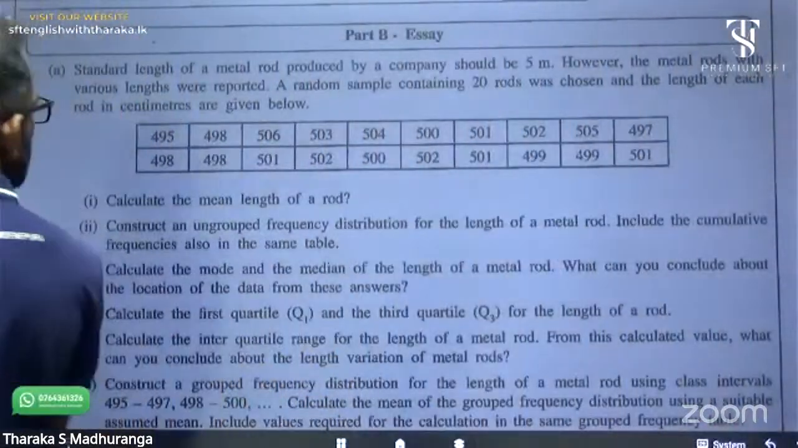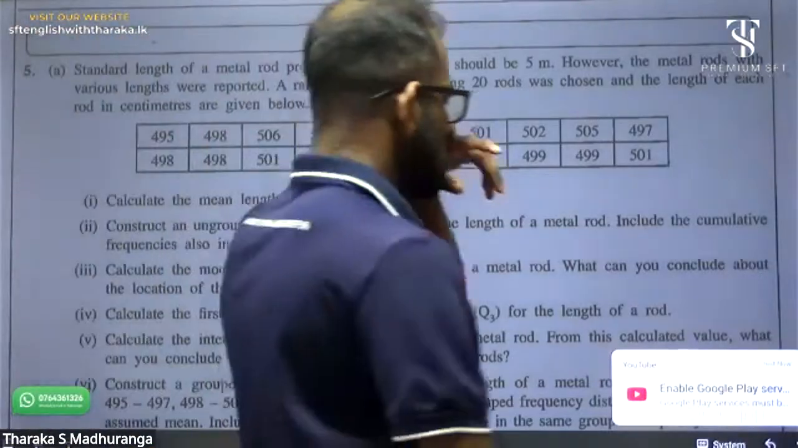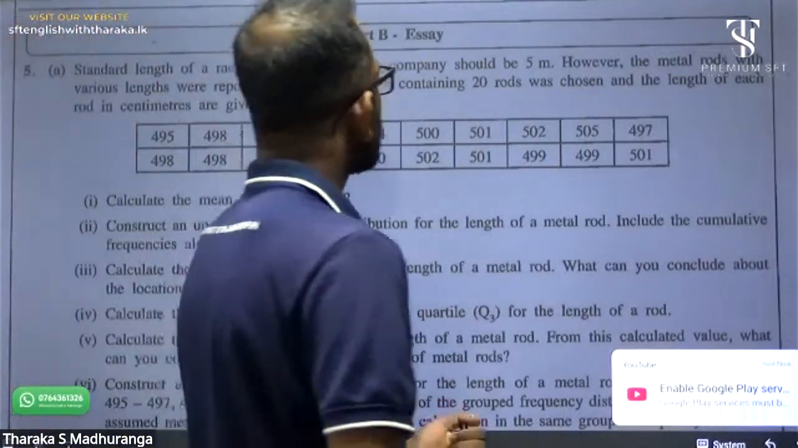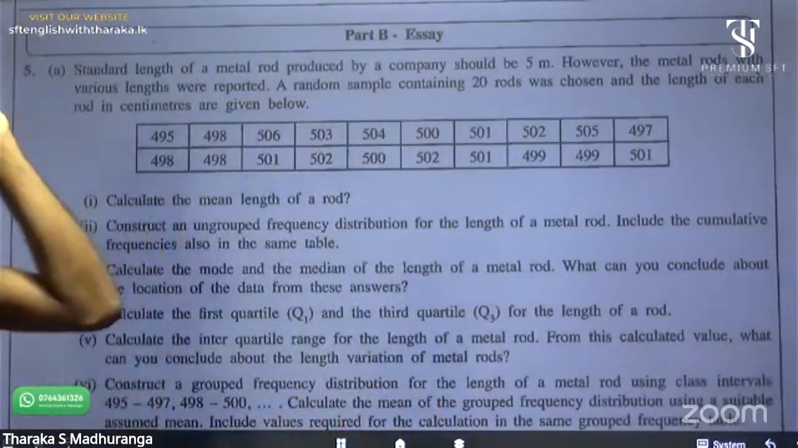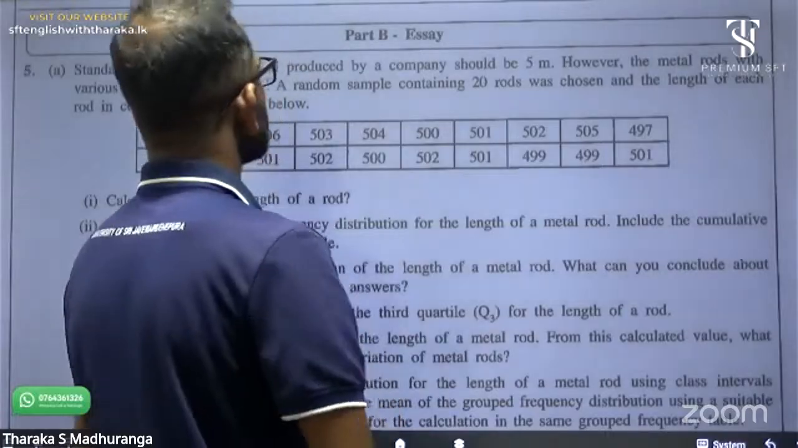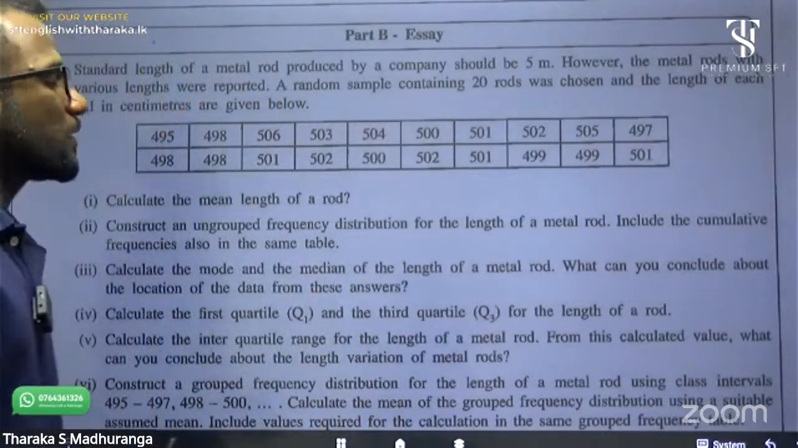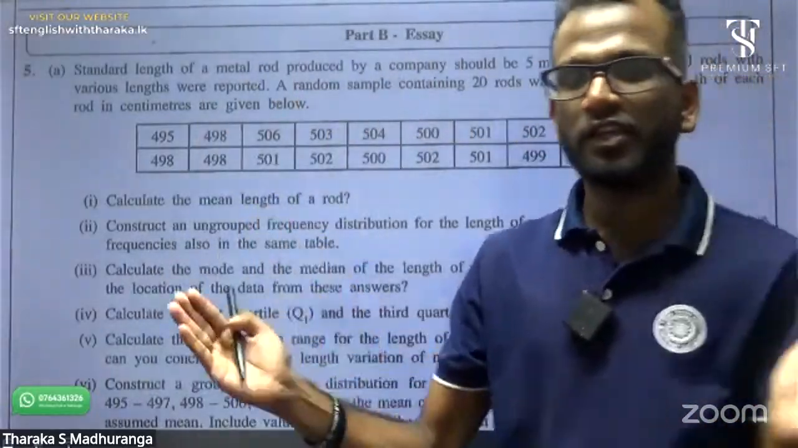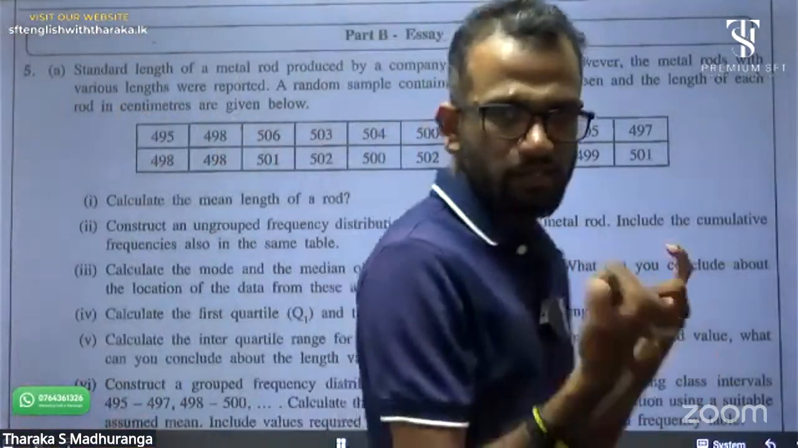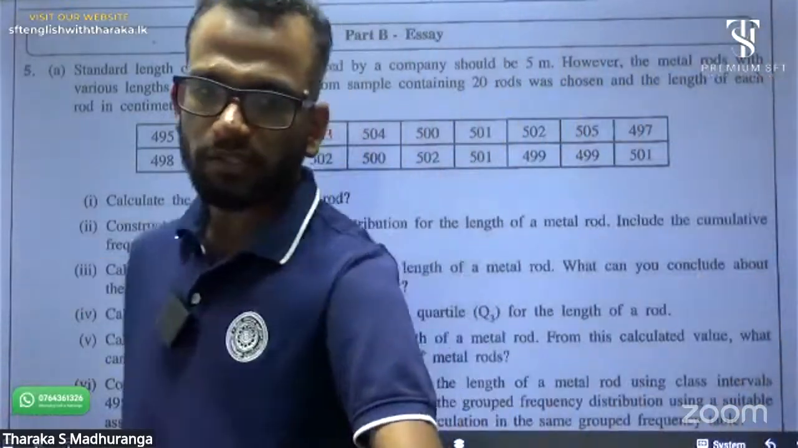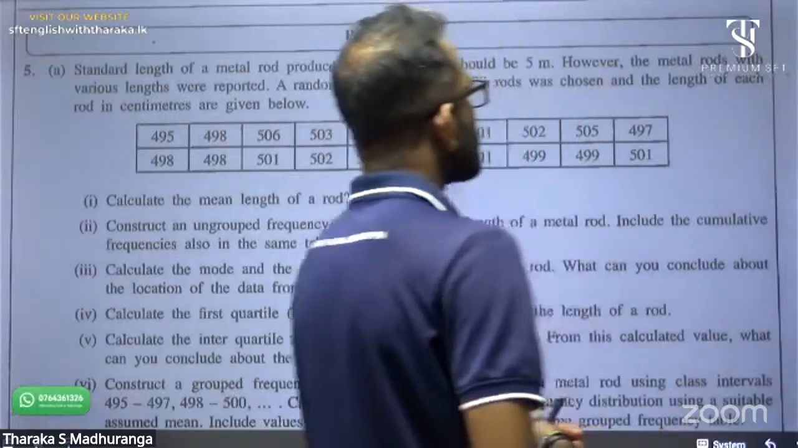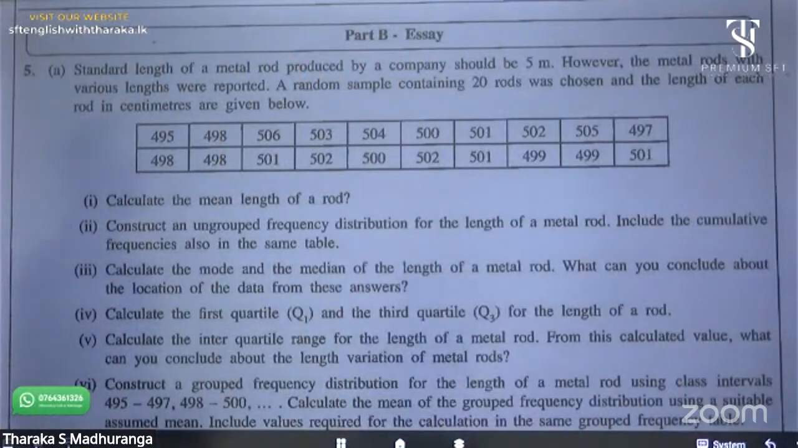Let's do question number 5, 2016 A level. The standard length of a metal rod produced by a company should be 5 meters. However, metal rods with various lengths were reported due to mechanical errors or human errors. Various length rods were recorded. Now, a random sample containing 20 rods was chosen, and the length of each rod in centimeters is given below.